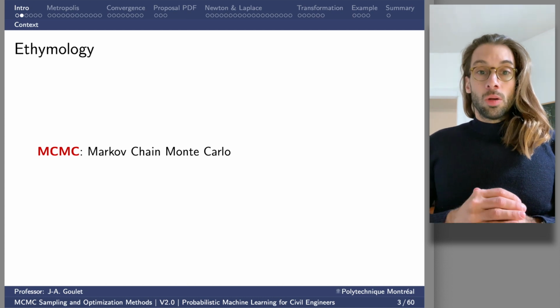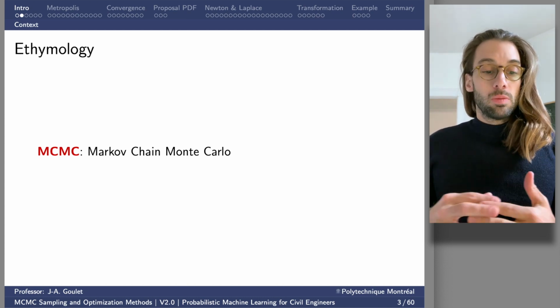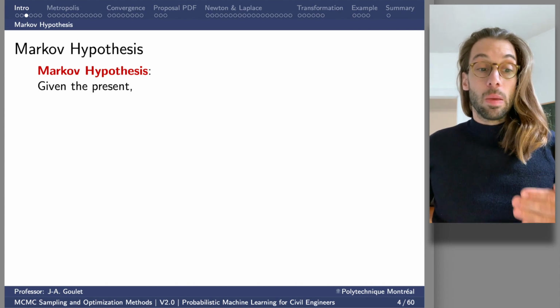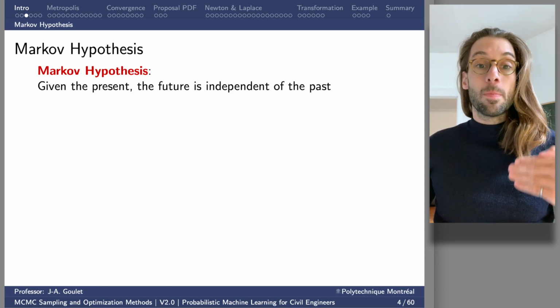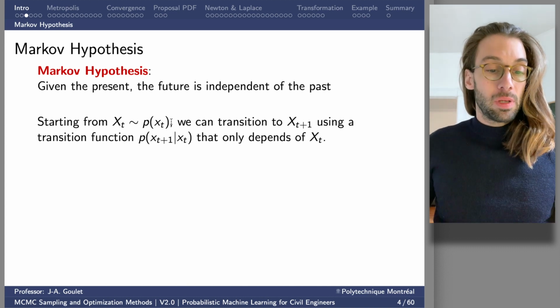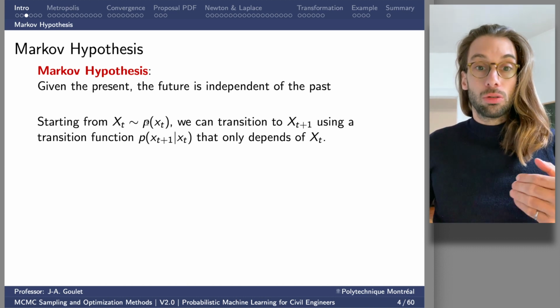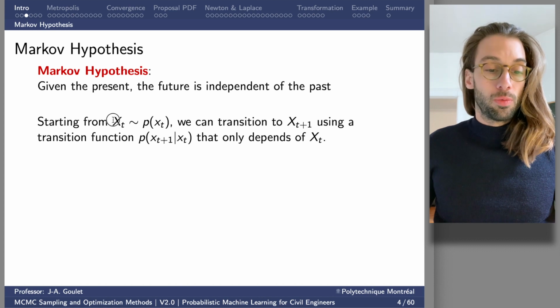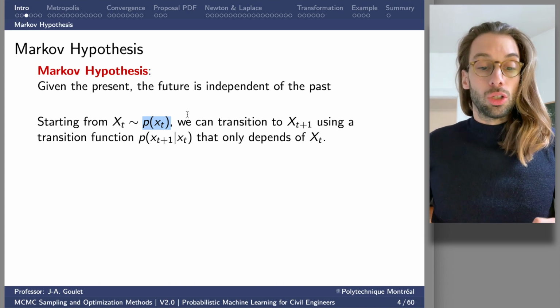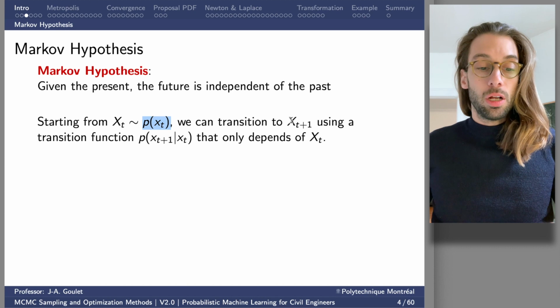So in terms of naming, where does it come from? What does Markov chain Monte Carlo mean? The first thing is the Markov hypothesis, which says that given the present, the future is independent from the past. What does it mean? In our context, it means that if we start from a current position that we represent by the random variable x of t, which is distributed like this probability distribution, we can transition to a new position x t plus 1 using a transition function.